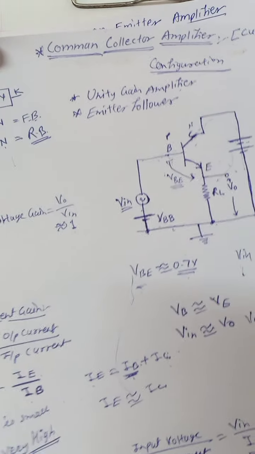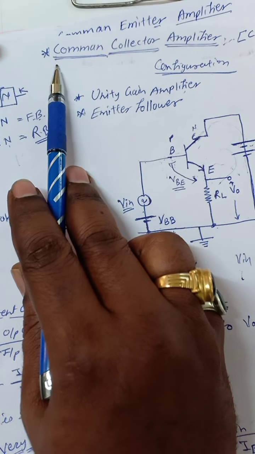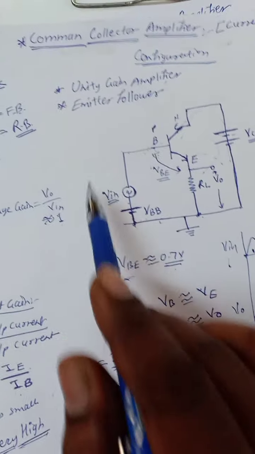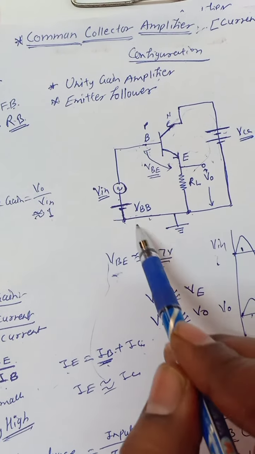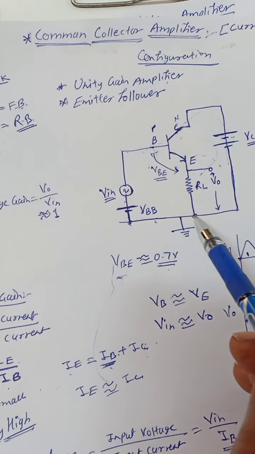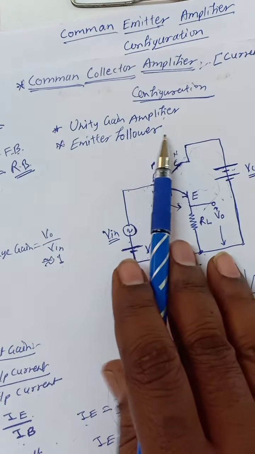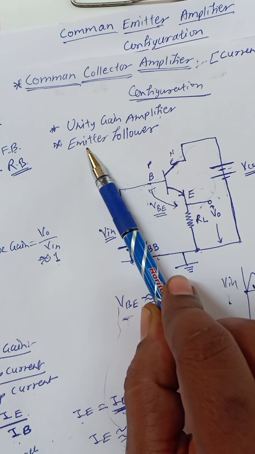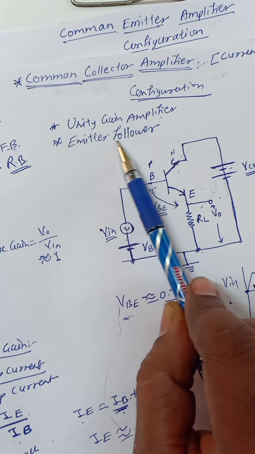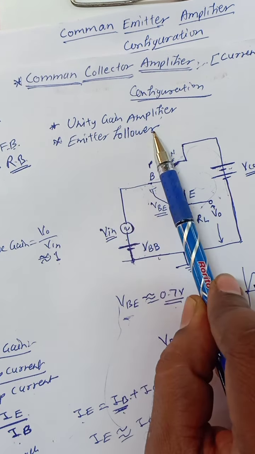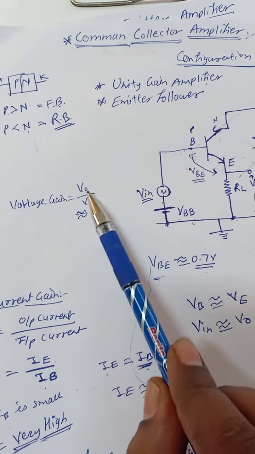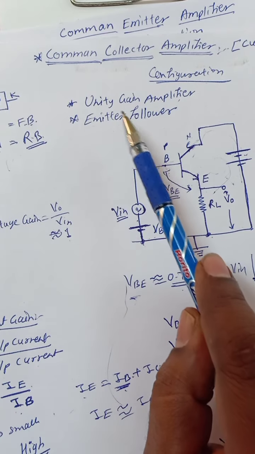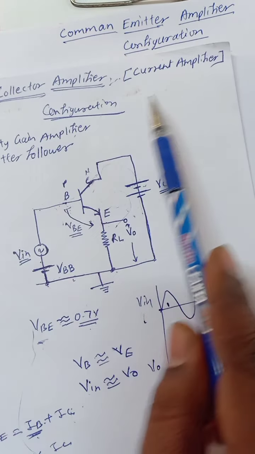Hello, good morning. Last time we finished the common collector configuration amplifier, in which collector is common to input and output side. Another important point is that it is a unity gain amplifier, also known as emitter follower. Unity gain means its output voltage divided by input voltage is nearly equal to 1. That's why it is known as a unity gain amplifier.